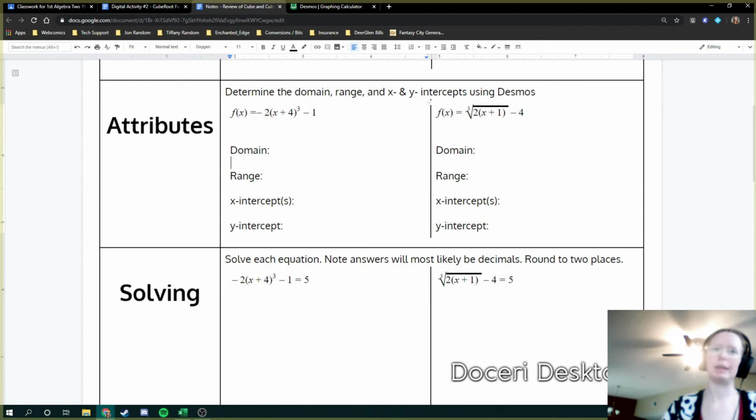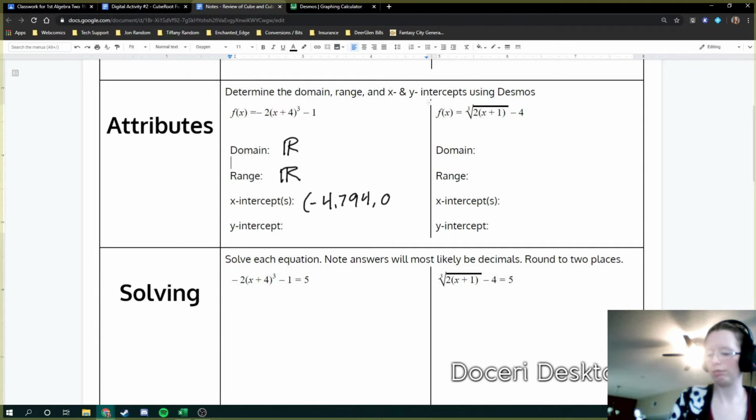Alright, so for domain we said it was all real numbers. Range too. Our x-intercept we found to be -4.7940. And our y-intercept was 0, -129. Okay, now do the same thing with the other one.